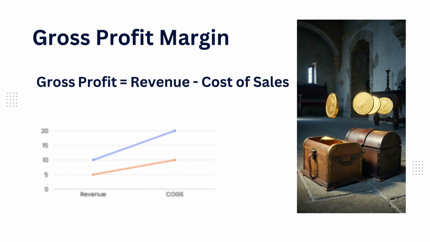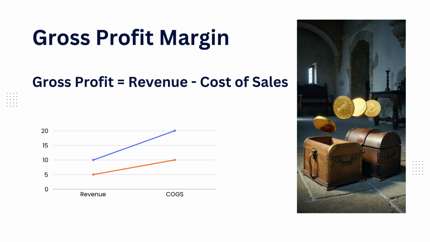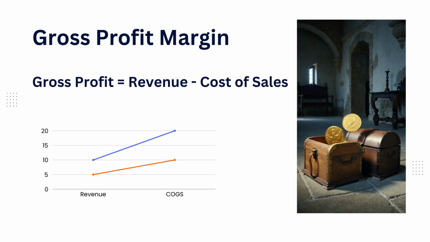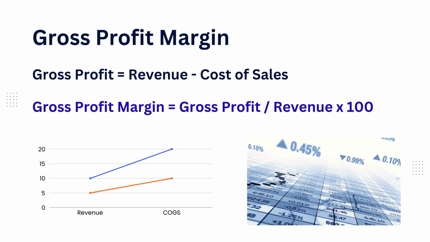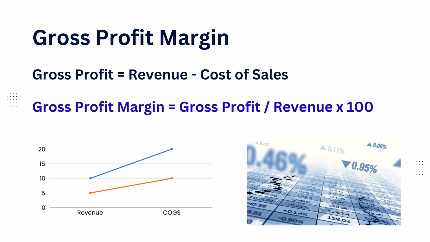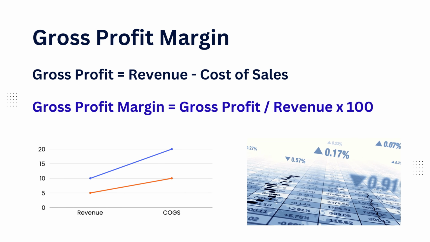Now let's look at the formula. First, we calculate gross profit: revenue minus cost of sales. Then we turn that into a percentage. Gross profit margin equals gross profit divided by revenue, multiplied by 100.